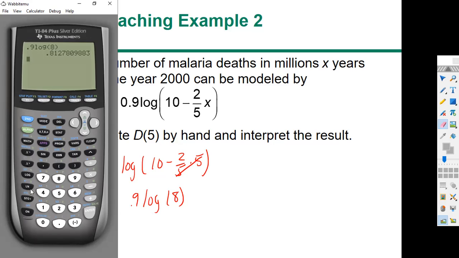Now I want to show you what happens if I just put in log of 8. So 10 to what power equals 8? Well, 10 to the 0.903 power would equal 8, in case you were wondering. Is that why the 0.9 exploded? No, that's just what the formula was. So then we're approximately at 0.81.